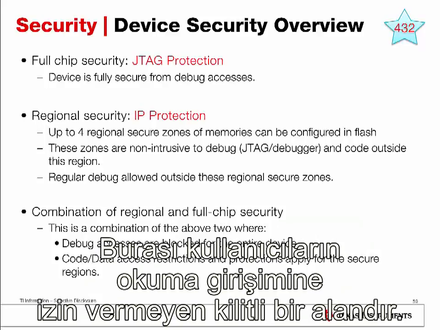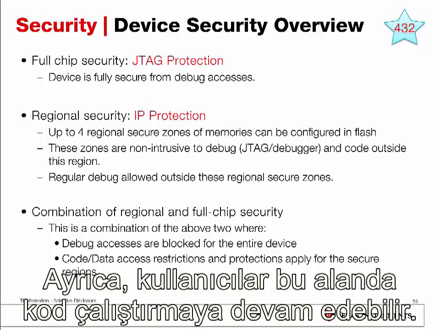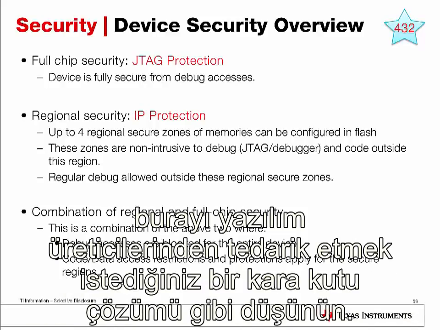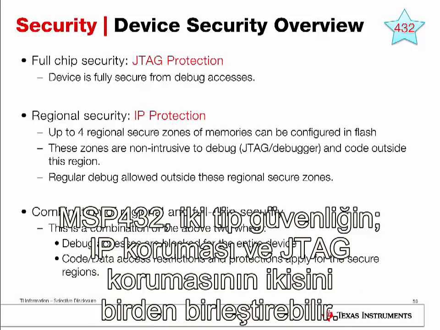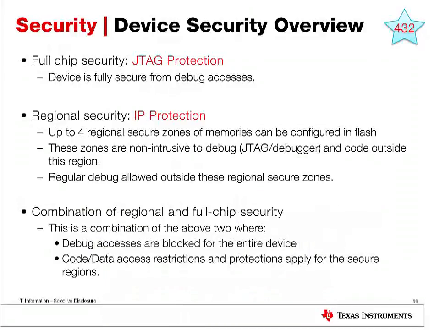This locked region can no longer allow the user read access. However, users can still execute code out of this IP protected region. Think of this as a black box solution that you want to provide to a software vendor. The MSP432 can also combine the two types of security to provide both JTAG protection as well as IP protection.